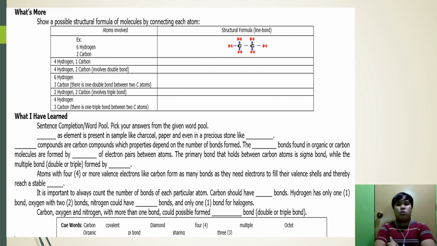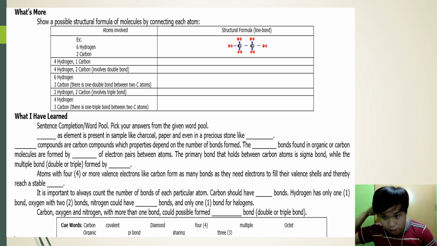Show a possible structural formula of molecules by connecting each atom. Okay, so there is an instruction there. Same as what you did above, the structural formula or the Kekule line bond. So, you have 4 hydrogens. Usually, the atom or the element with the least number of atoms will be the central atom. So carbon is the center, since there is only one carbon to four hydrogens. It should be making a bond.